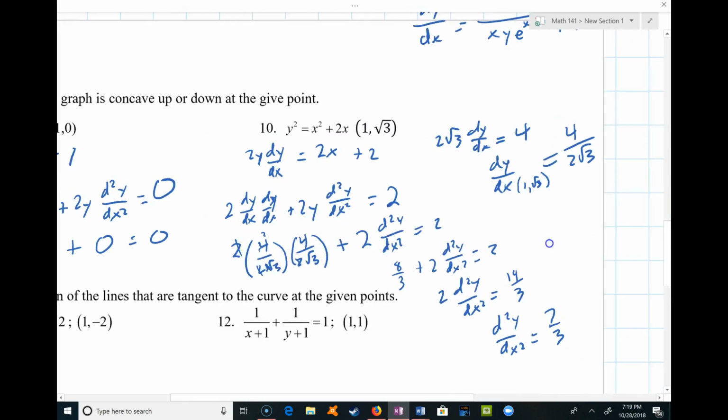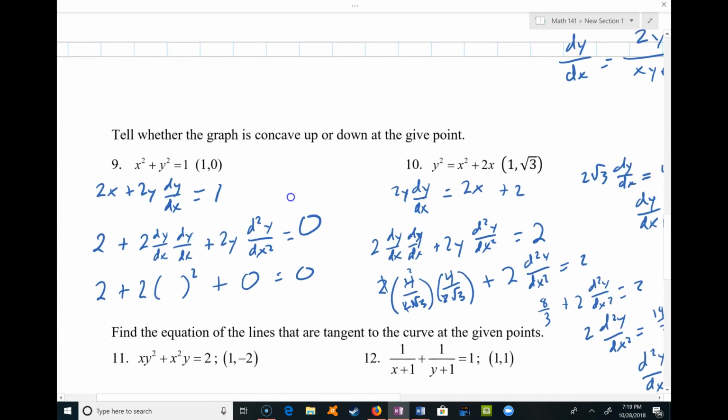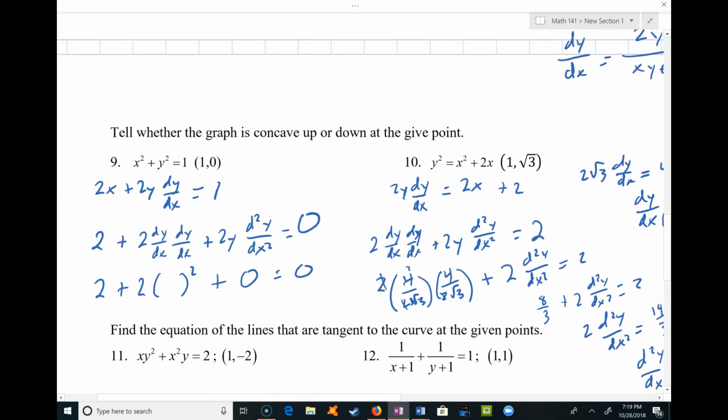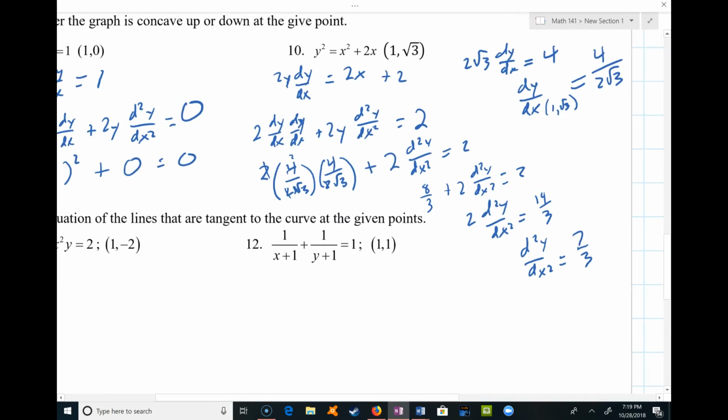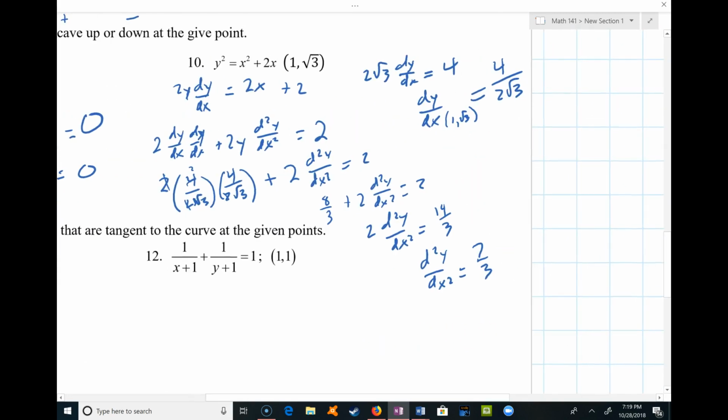Now, the question actually only asked to tell whether the graph is concave up or concave down. And remember, concave up, the second derivative would be positive, and concave down, the second derivative would be negative. So actually, early on here, we could have said it's concave up, because you can tell very early that you're going to get a positive number down here, aren't you? Whoops, nope, we aren't. I messed up.